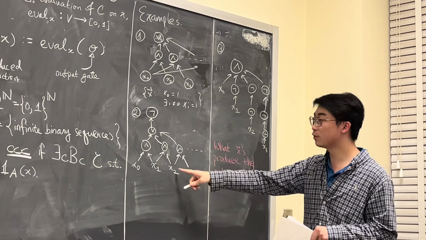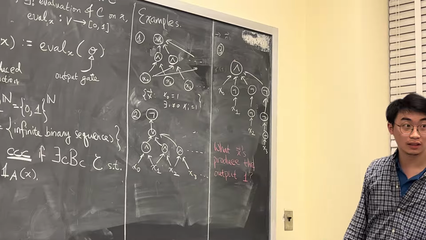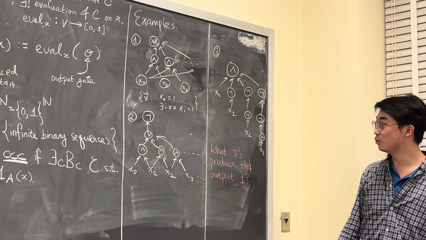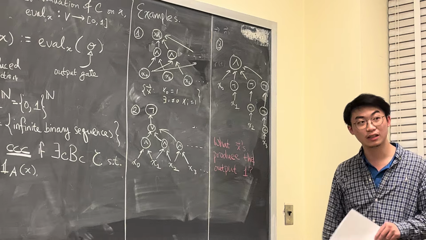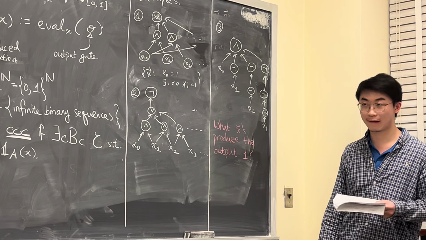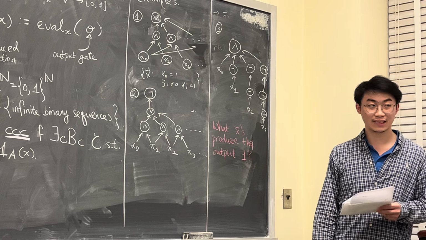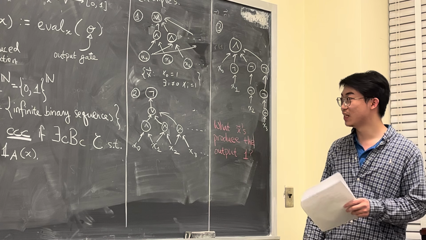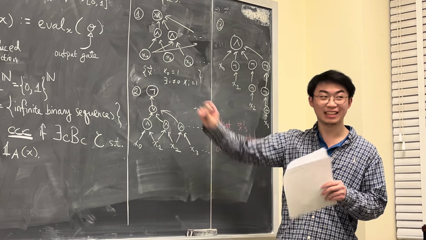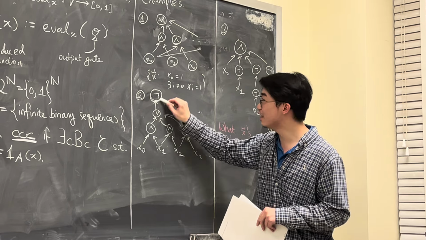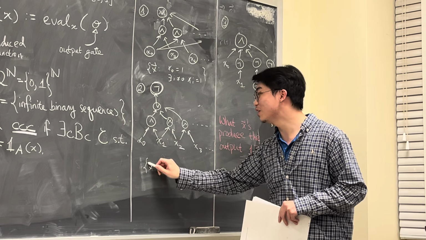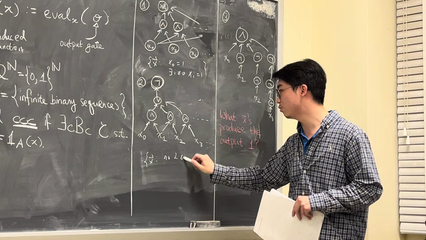Okay. What about for this one? What are the x's that produce the output 1? You need two 1s next to each other? Oh, no, there's a thing at the end. Yeah, I missed that. There's a negation at the end. And so in fact, it's the opposite of what you said. There are no two consecutive 1s.